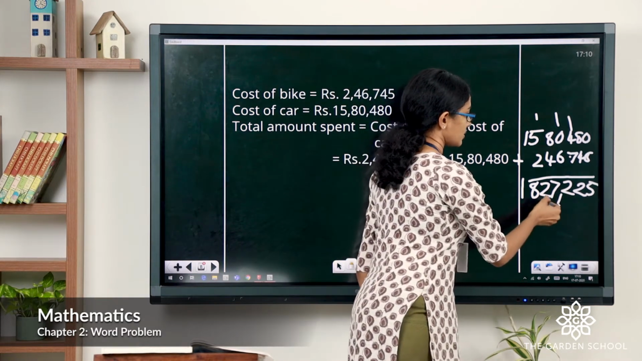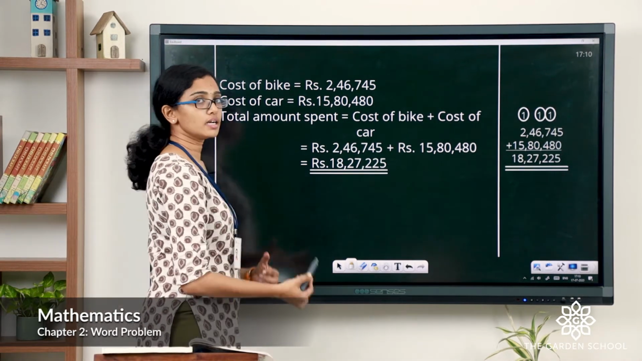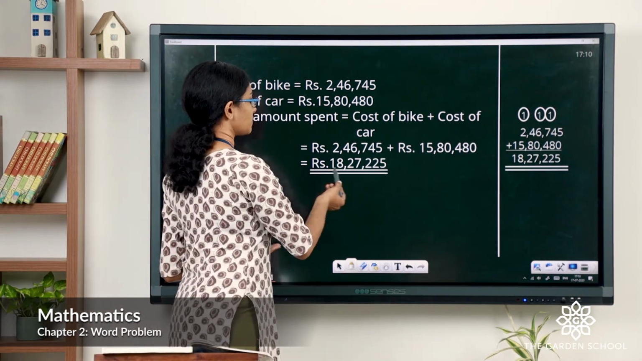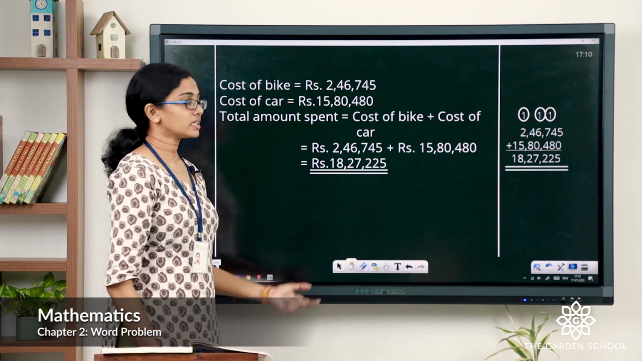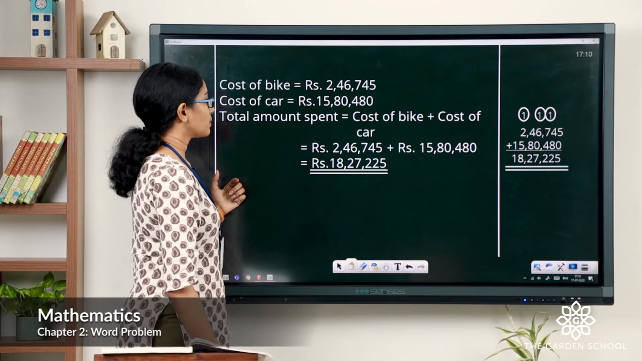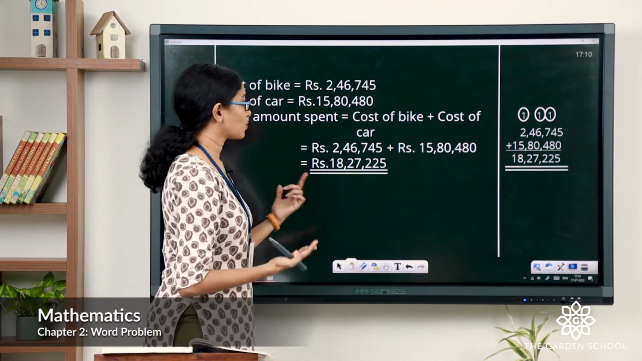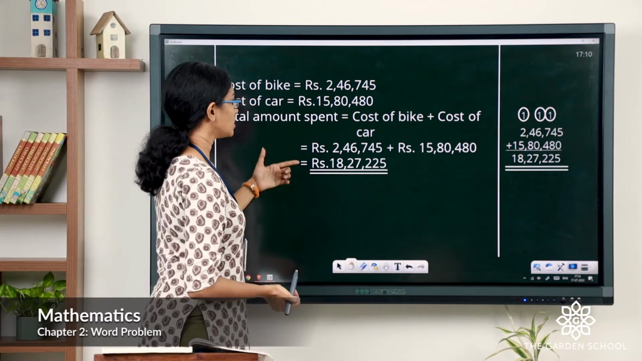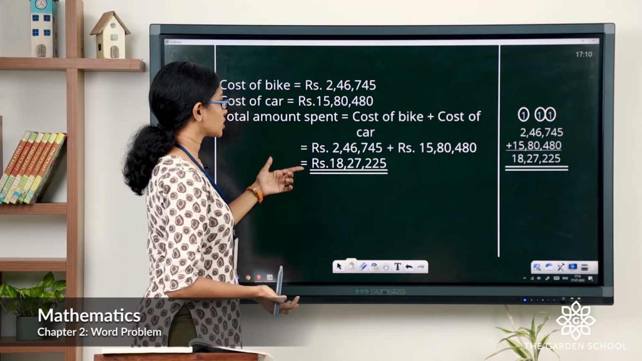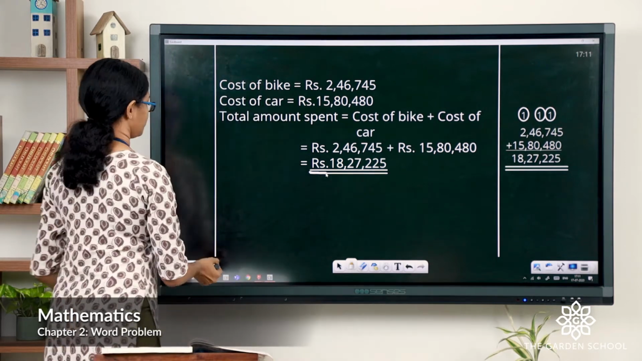Now let's insert the commas in between. Now what is the answer? The total amount he spent equals rupees 18,27,225. Now whenever you are given some units as data, make sure you don't forget to put the unit there. Here the amount is given, so don't forget to put the rupees or the rupee symbol.